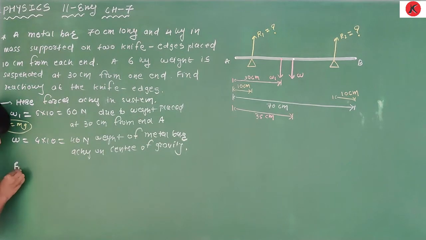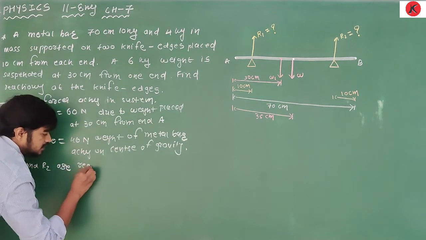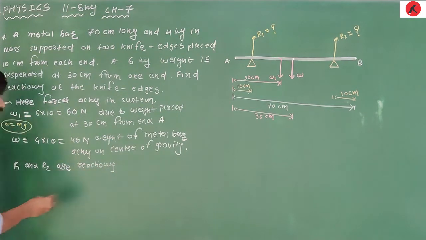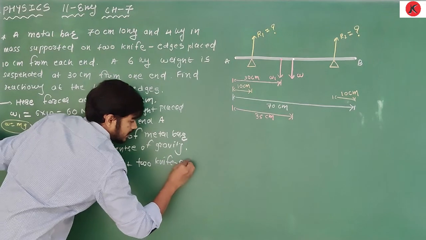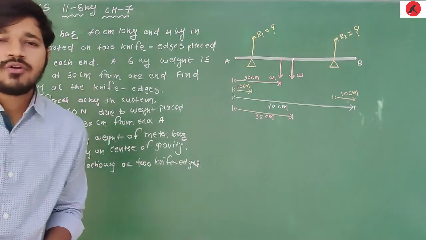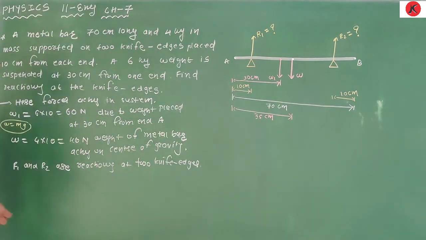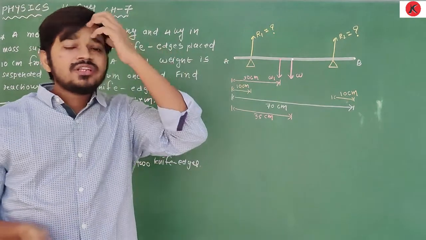R1 and R2 are the reactions at the two knife edges. Clear about this? Okay, so this is how to understand the data first. Total 4 forces: R1, R2, W1 and W. Now if you know the principle of moments, which we have discussed, this lever mechanism is in equilibrium.